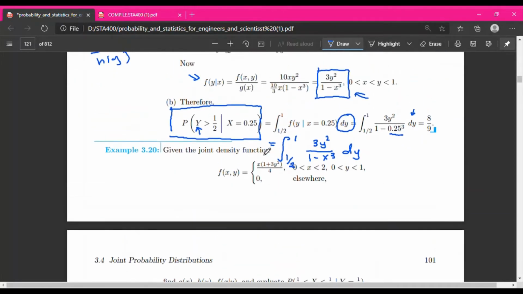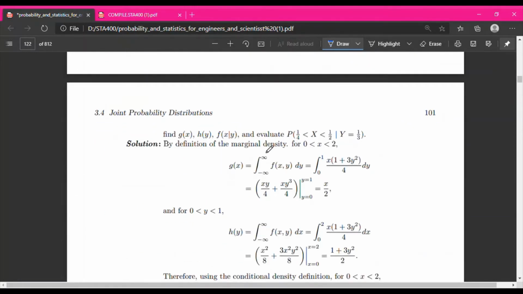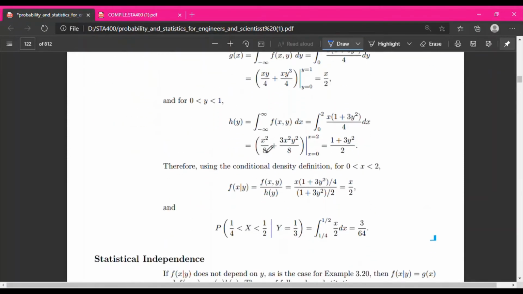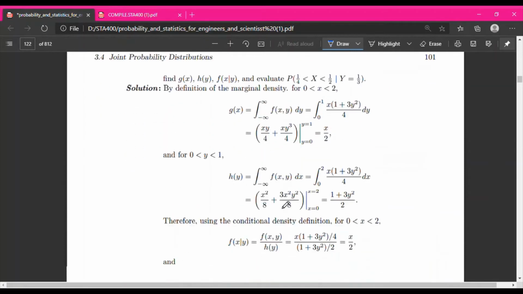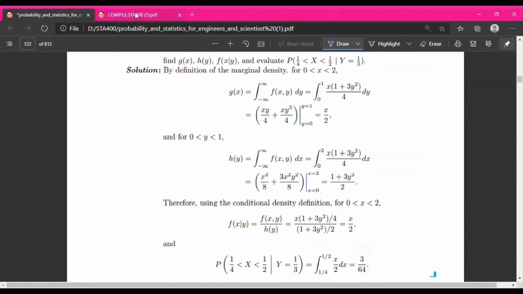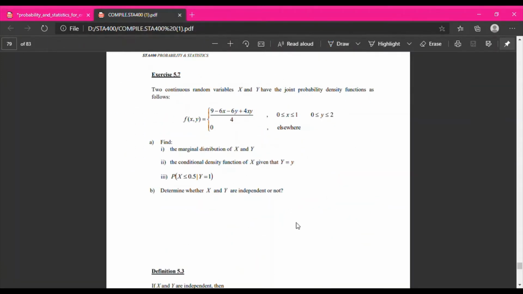Okay, let's see one example. This is a similar example, it gives an example, you can go through it later. Okay, let's do one example here. So this is the joint function of x and y. The interval is x from 0 to 1, y from 0 to 2. First, find the marginal distribution for x and y.